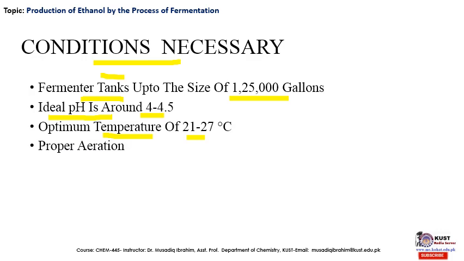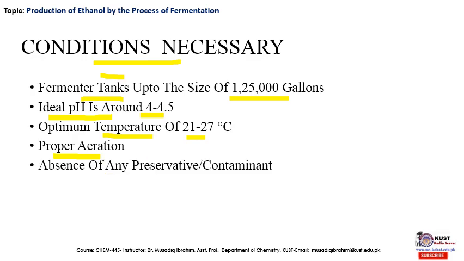The proper aeration is also required so that the oxygen can reach the cells and so they can grow and produce. Absence of any preservative or contaminant. So the contaminant can be in the form of another bacteria or phage, which can kill the bacteria which are producing the ethanol, and as a result the whole process can become faulty.